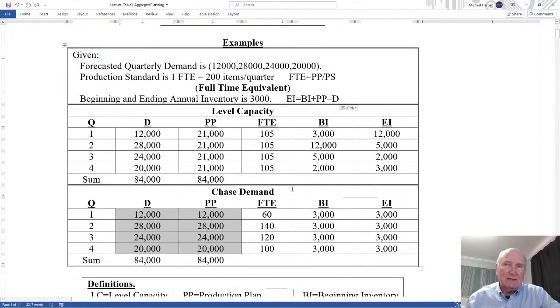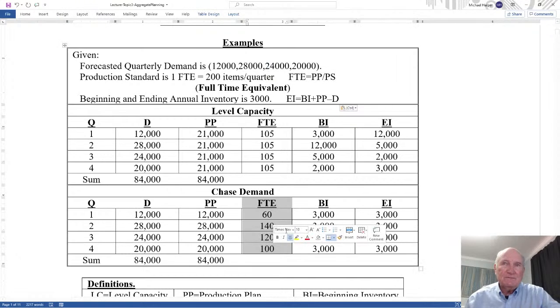There's an example of that later. Okay, if this is my production, this is just a description of a chase demand production plan. What's the definition of a chase demand strategy? Well, you divide your production plan by your production standard of 200, and I come up with my FTEs. So 12,000 divided by 200 is 60, 28,000 divided by 200 is 140. So there's my FTEs. So there's my chase demand strategy. It's defined by my FTE load.